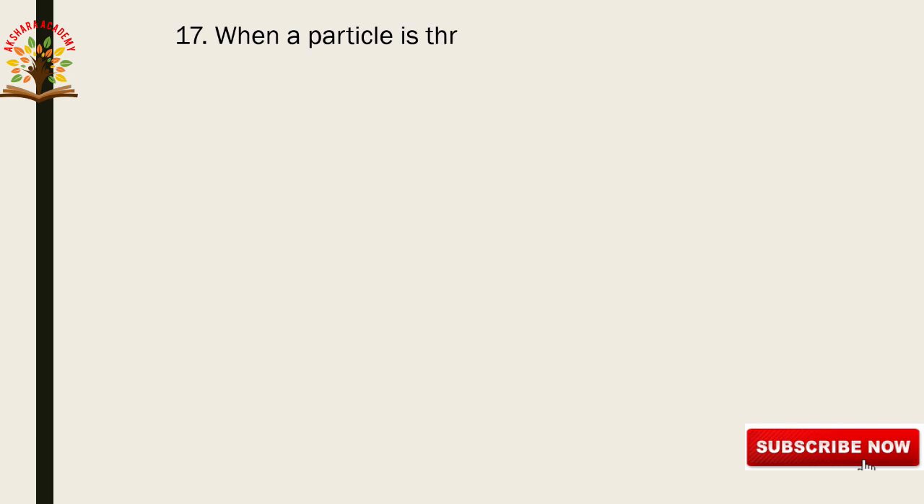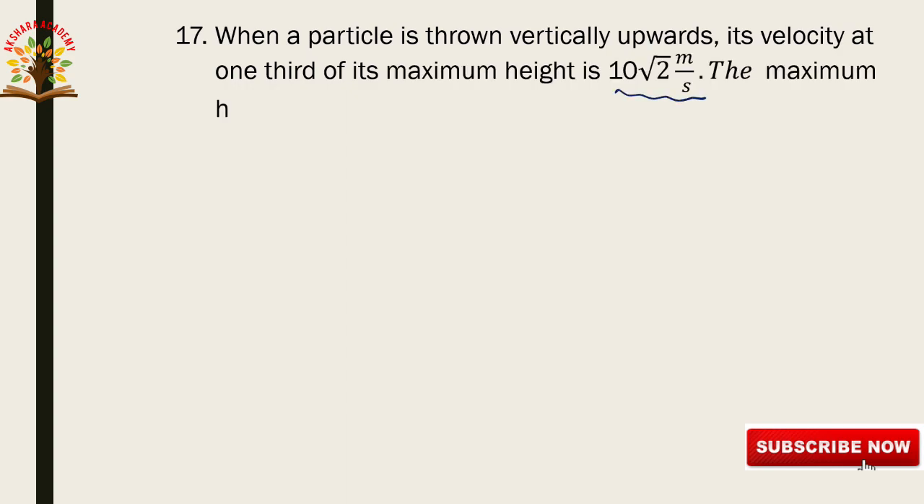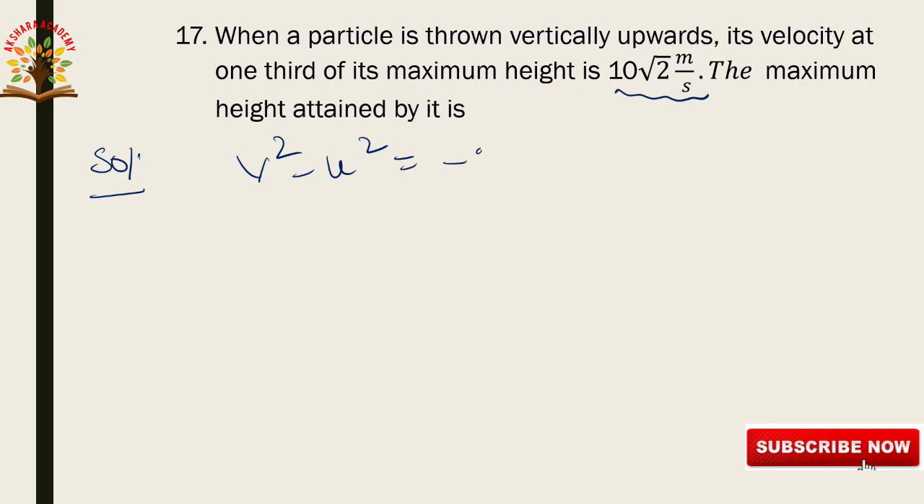17th one. When a particle is thrown vertically upwards, its velocity at 1/3 of its maximum height is 10√2 meters per second. We have to calculate the maximum height attained by it. Now let us go to the solution. From the third equation of motion, v square minus u square is equal to minus 2g into h, given as 1/3, that is 2h by 3.